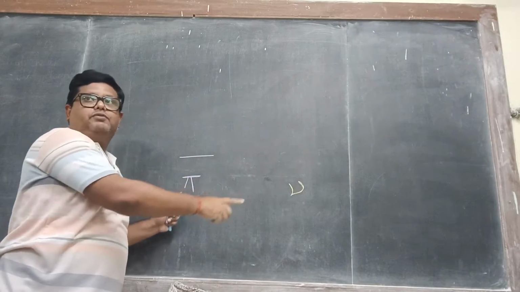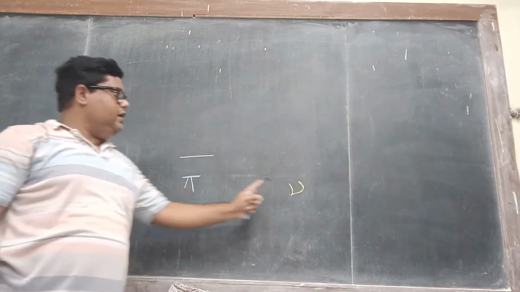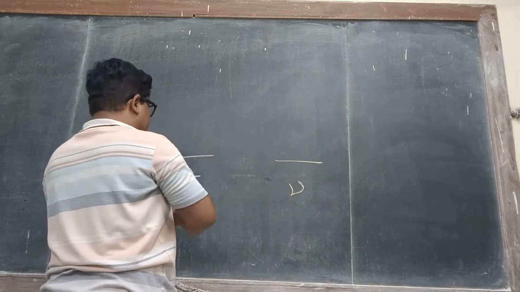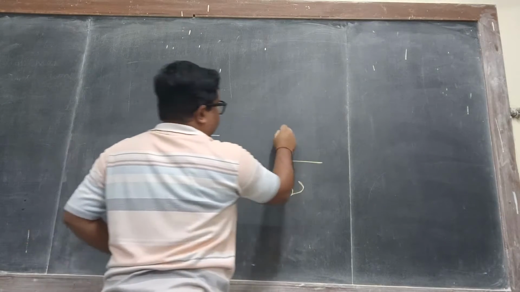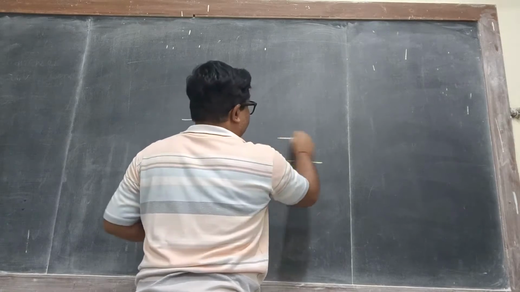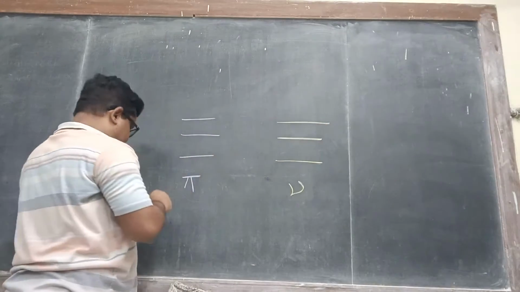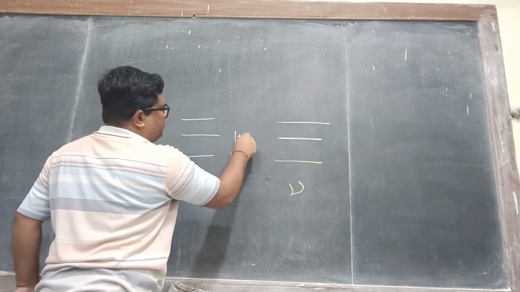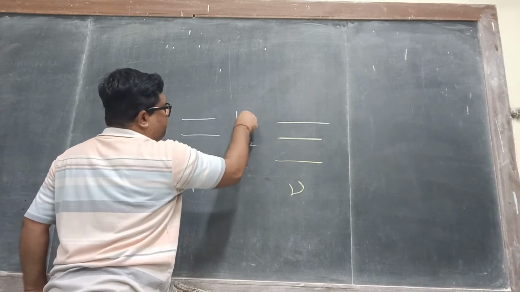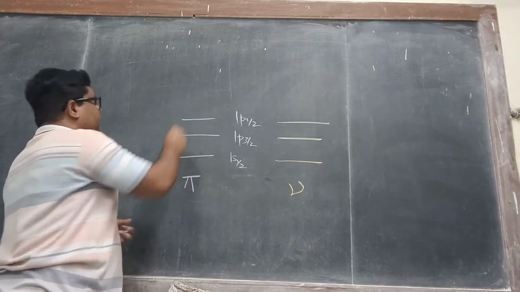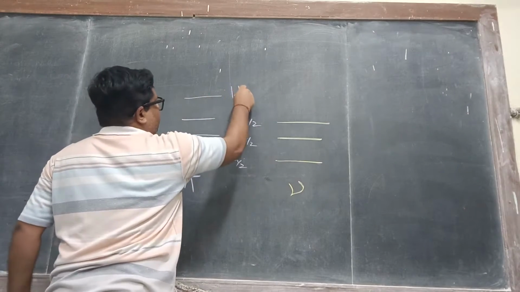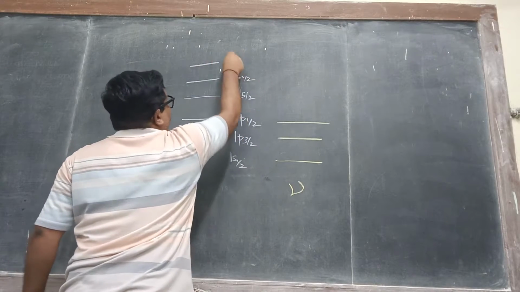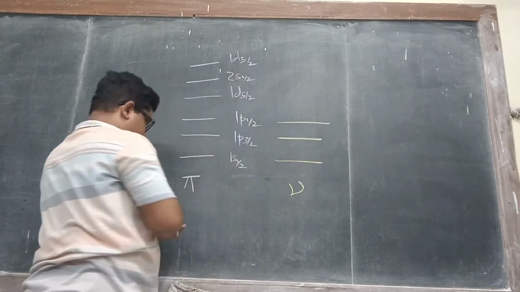remember we have protons and neutrons, so pi I am using for proton, nu for neutrons. So I will have energy levels for proton and neutron, and the nomenclature is like this: 1s1/2, 1p3/2, then 1p1/2, next 1d5/2, then 2s1/2, then 1d3/2. Okay.